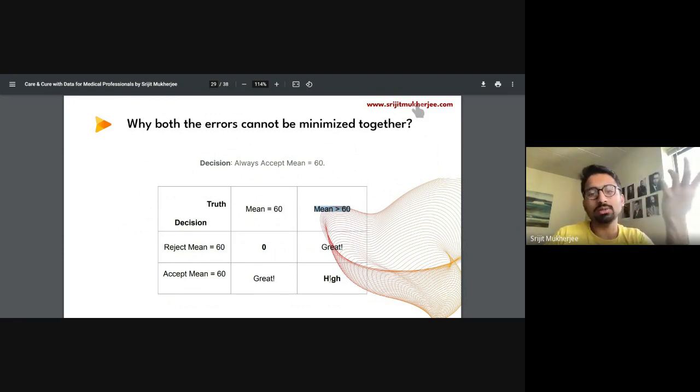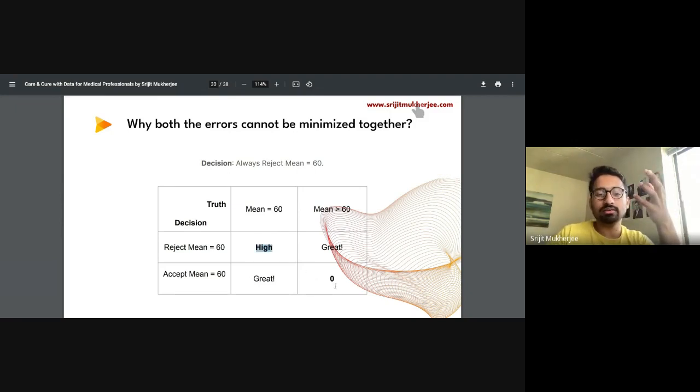It's always 1, right? Also, to take the other case, if you always reject mean equal to 60, then this will become 1 and this will become high. Whenever mean is equal to 60, you will reject it. So it's high, it's 1, it's 0. You can see that these are two extreme cases and they cannot be minimized together.